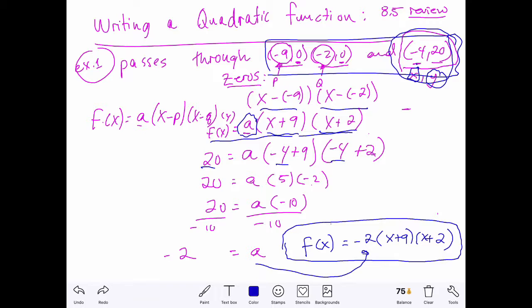So f of x equals -2 times the quantity x plus 9 times the quantity x plus 2 represents a function, a parabola that goes through -9 and -2 on the x-axis and goes through this point as well. Okay, so remember though, if they don't give us a point here, we're just going to assume a equals 1, and we'll still do this part of the process here to get to whatever those factors are. Okay, thank you.